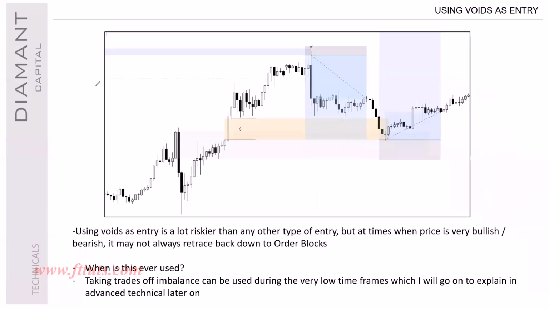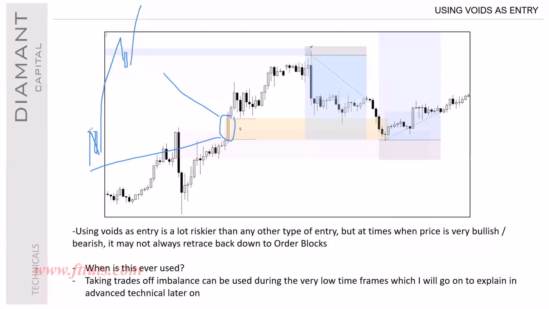So this example right here. Now, using voids as an entry, can you do this? Yes, you can. I'm just going to explain what I've written down here and then explain further. Using voids as an entry is a lot riskier than any other type of entry because, as we looked at, you've got different types of order blocks. But with liquidity voids, if you enlarge this right here, you might have up, down, so this will come in the form of an order block, up again, maybe an order block down, and then up again.